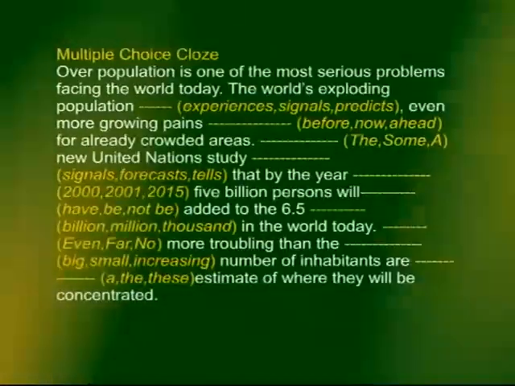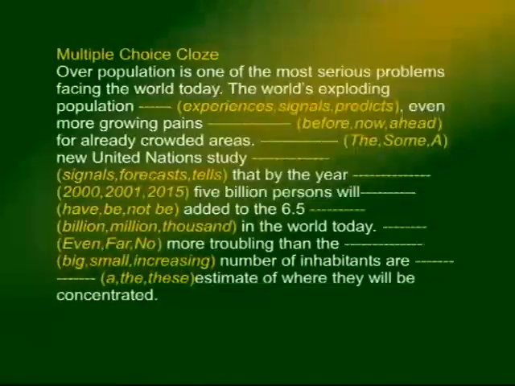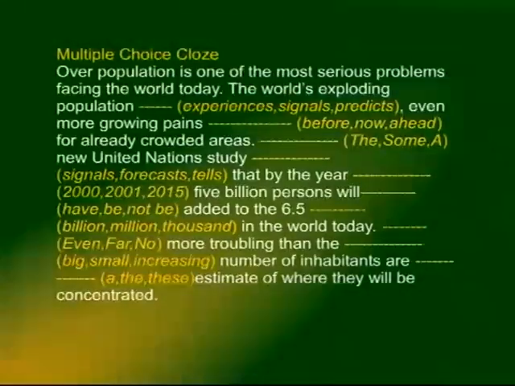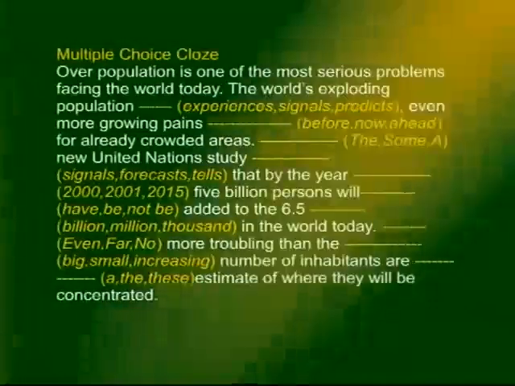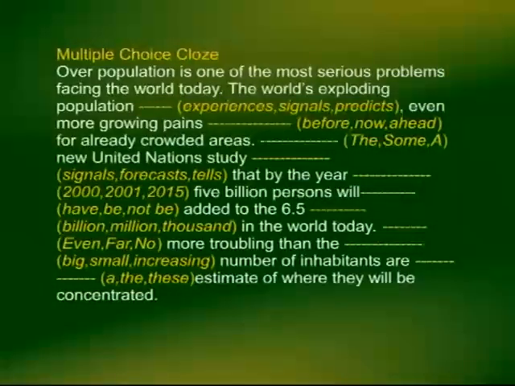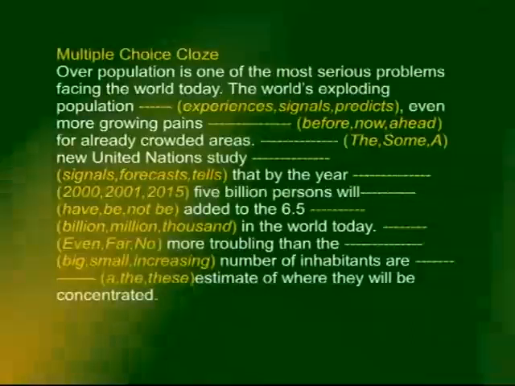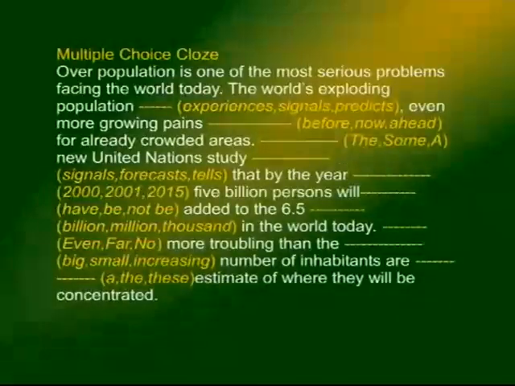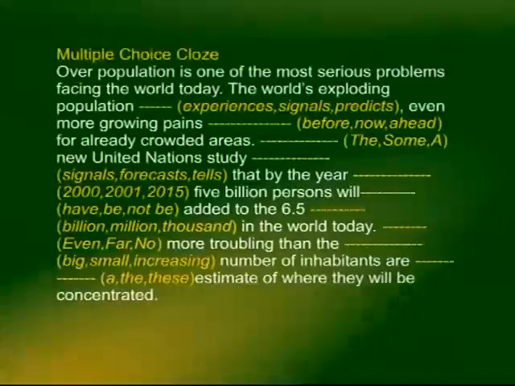Now in cloze exercises you have to keep going back and forth, just to see that you are choosing the right words. So you choose either the word signals or the word predicts. The world's exploding population signals even more growing pains before, now, ahead. Growing pains ahead, because it's looking forward. You can use the word predicts, you can use the word signals. Ahead for already crowded areas.